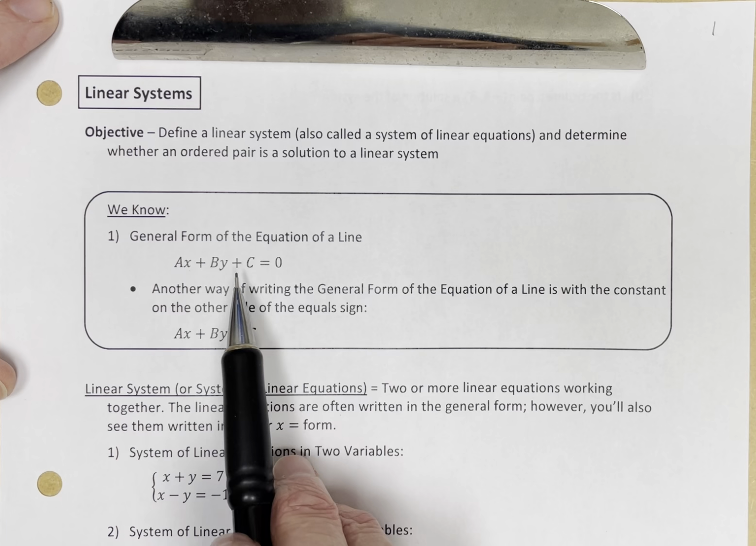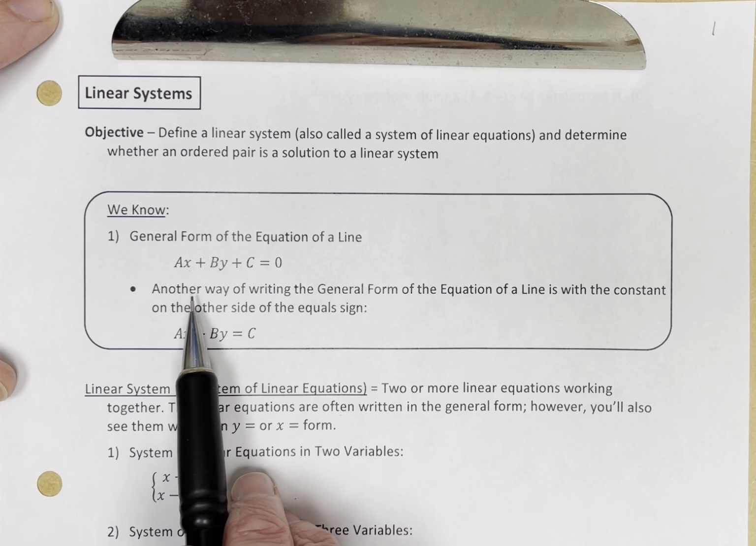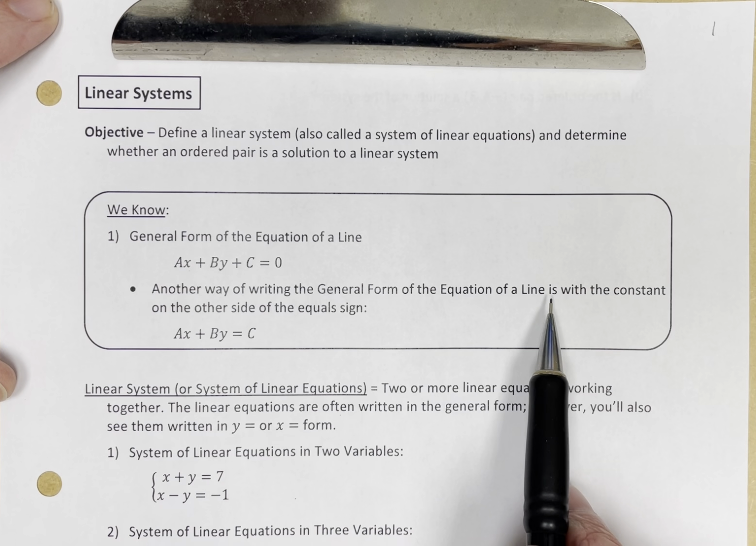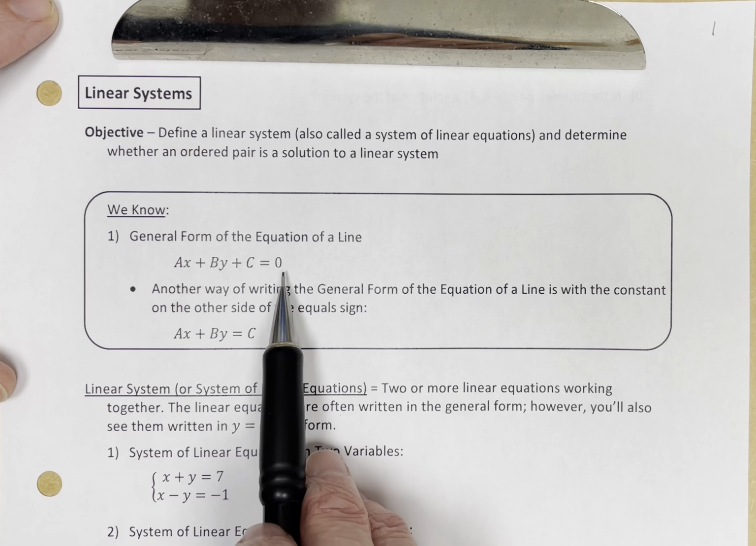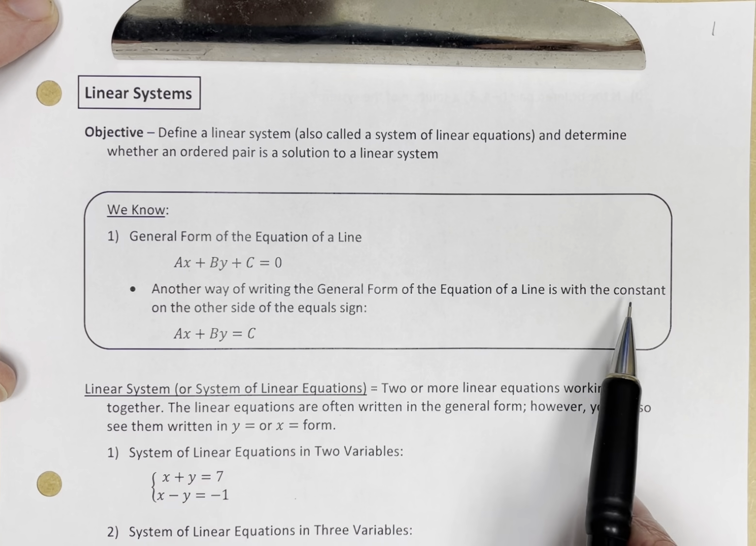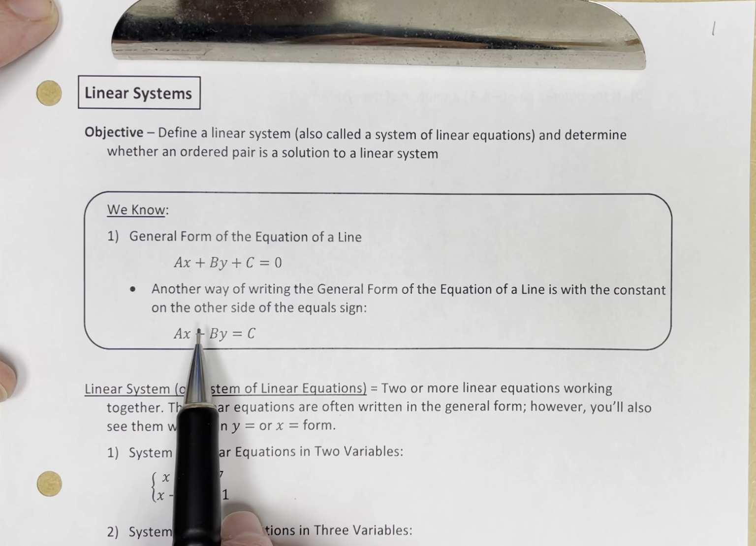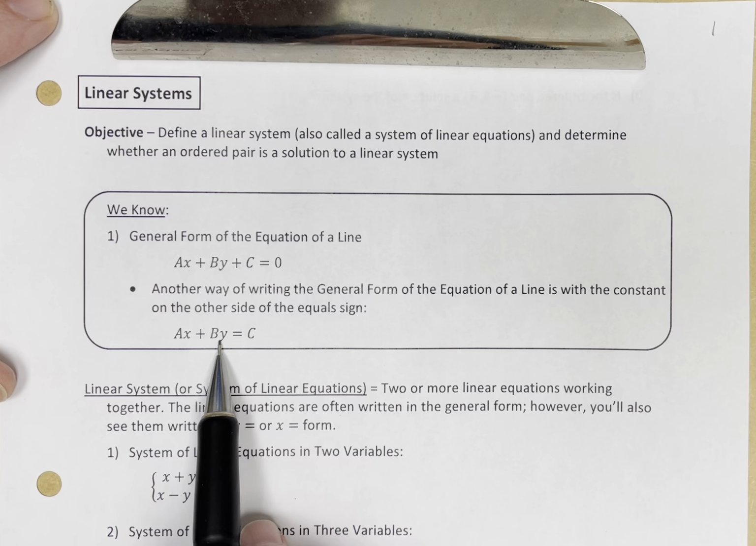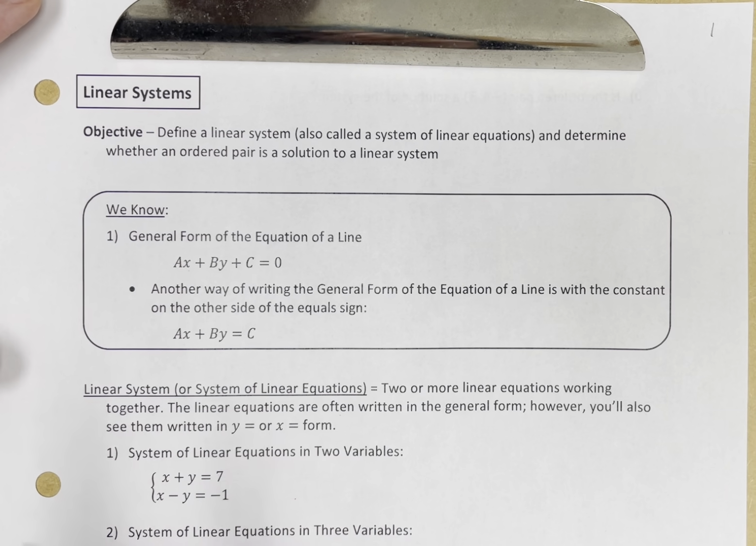From this, we want to note that there is another way of writing the general form of the equation of a line, and we do that by simply moving the constant to the right side of the equal sign. So the constant on the other side, and another way of writing the general form would be ax plus by equals c.